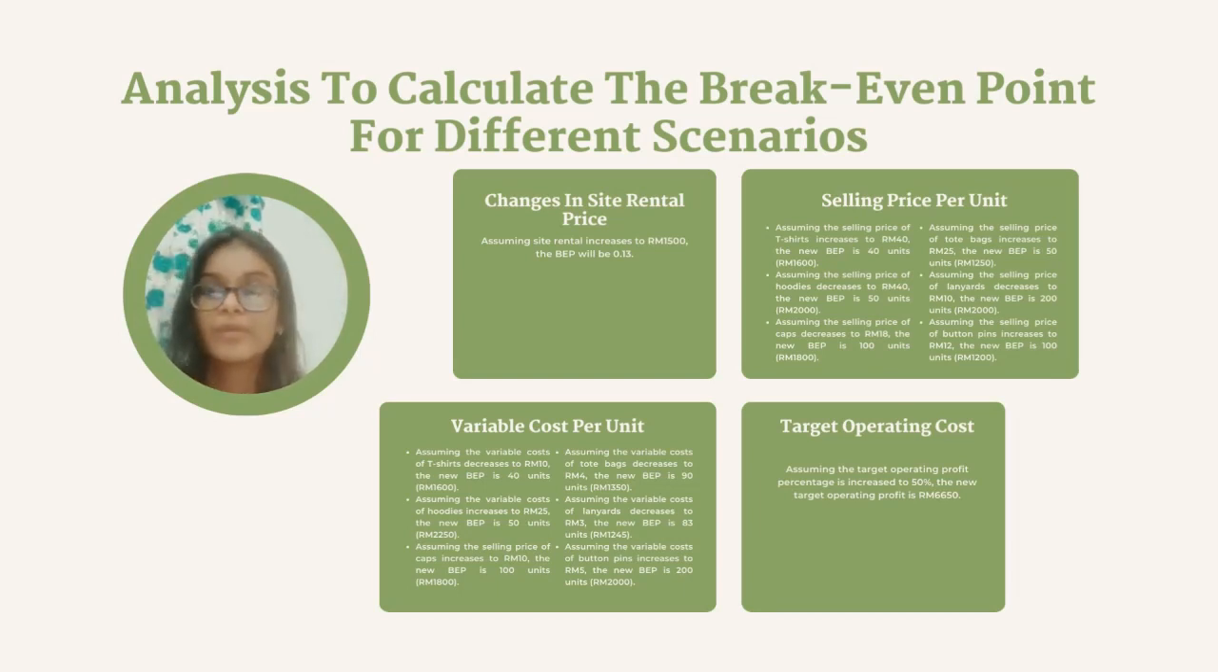Last but not least, target operating profit. Assuming the target operating profit percentage is increased to 50%, the new target operating profit is RM6,650.